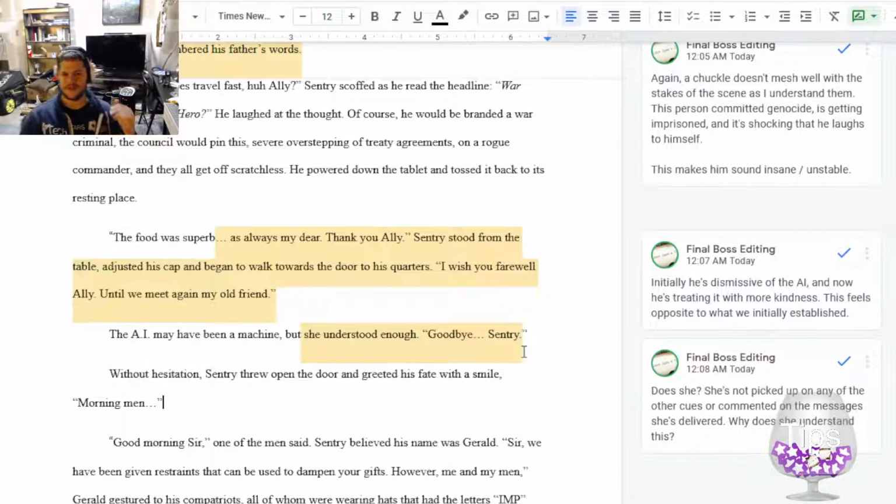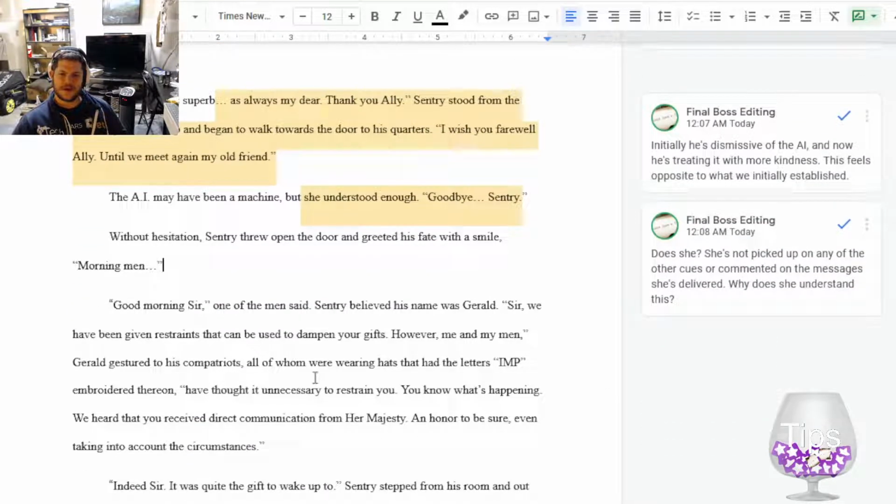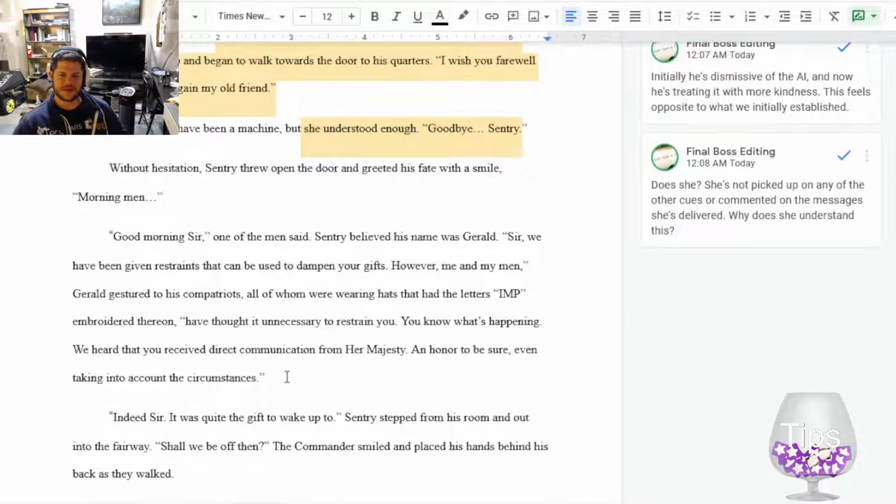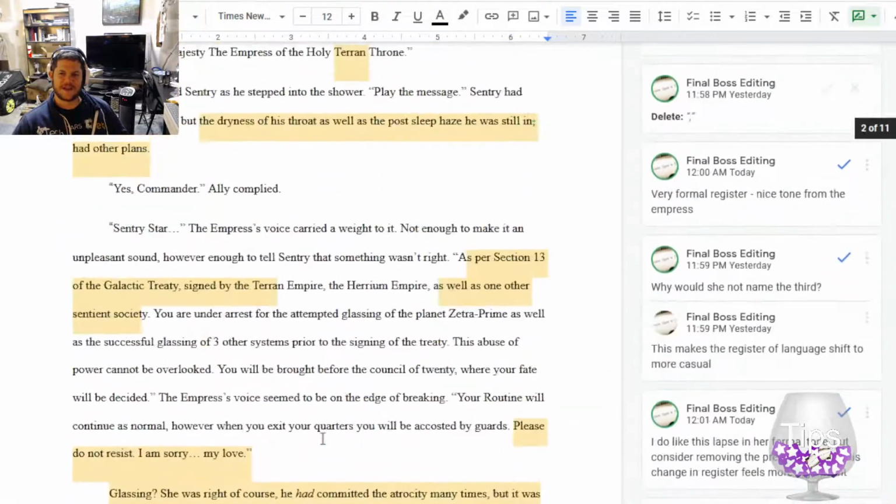He opened the door and greeted his fate with a smile. Good morning, men. Morning, sir. One of the men said, since you believe his name was Gerald. Sir, we've been given restraints that can be used to dampen your gifts. However, me and my men had the letters IMP embroidered thereon. I thought it unnecessary. You know what's happening. We heard you received direct communication. An honor to be sure, even taking into account the circumstances.